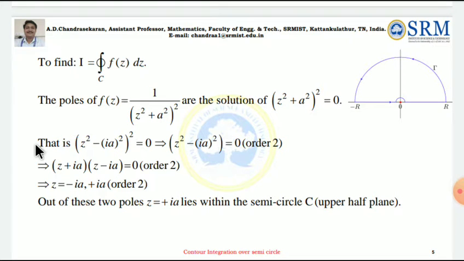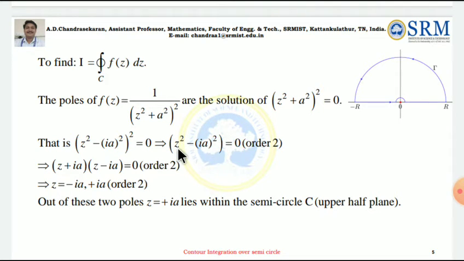That is z squared, I think it looks like a squared minus b squared. So can I rewrite this in the a squared minus b squared form? So z squared minus ia whole squared. What is i squared? Minus 1. So ia whole squared to the whole square is equal to 0 is nothing but z squared minus ia whole squared equal to 0 of order 2. Double pole. Order is 2.